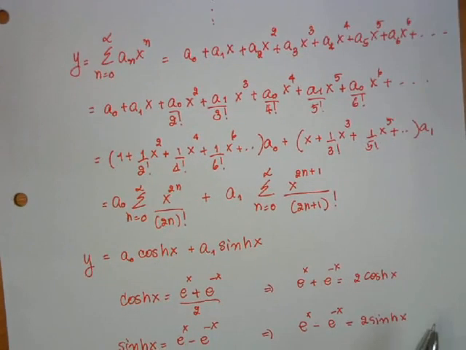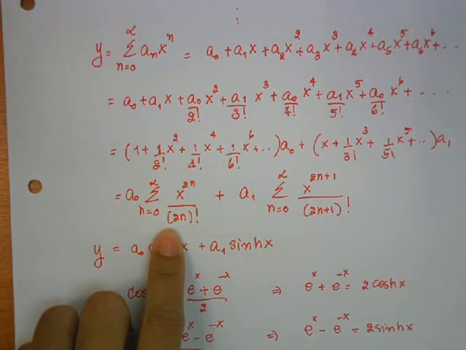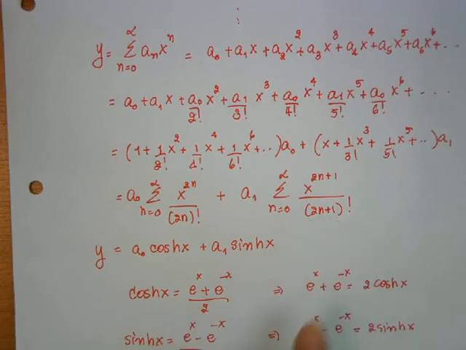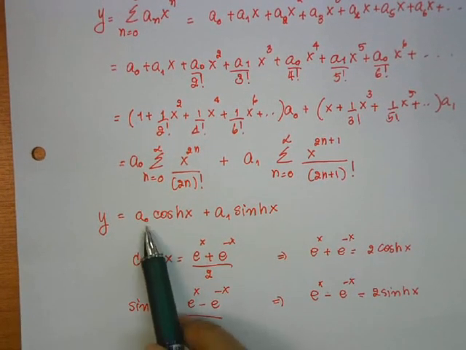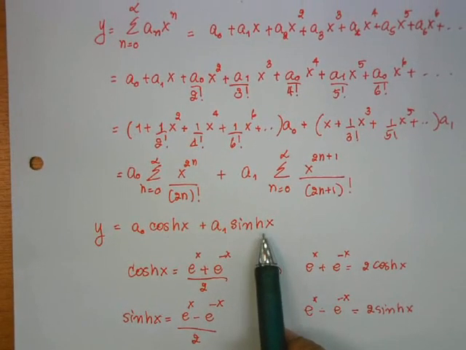Okay. Now, if you remember the first page that I showed you, you would notice that this one is equal to cosh x. It's a function of cosh x. And this one is the sinh x, right? So the answer would be a0 times cosh x plus a1 times sinh x.